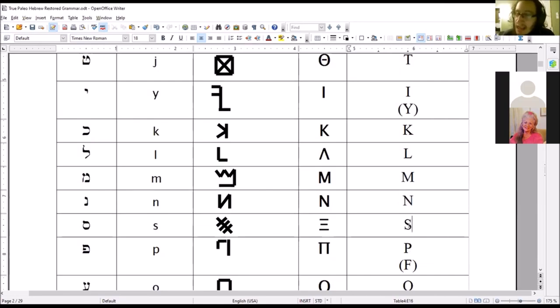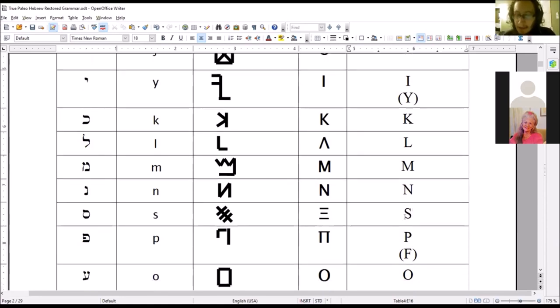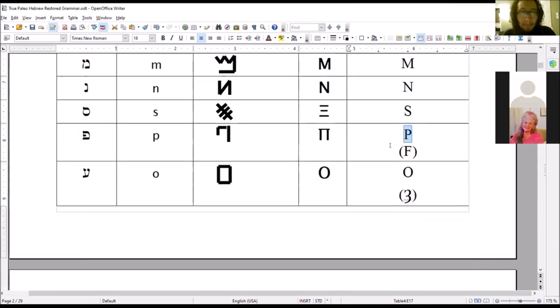Then the next letter, I thought, because the Greek letters seem to be reversing things sometimes, the Greek letter is a X. It's not the letter S, it's a X. So I thought maybe this was the letter sh or ch, but it's actually just the way the Hebrew speakers do it. It's just the letter S. It's just an S. And it's that simple.